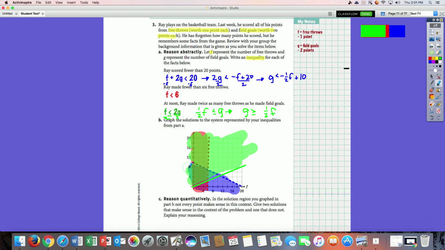I want you to pause the video and read C. C is going to be asking about what your reasonable solutions are. So think about the context of a basketball game and the number of points scored, the types of throws you're making, and I want you to give 2 solutions that make sense in the context and 1 that does not, and go ahead and explain, and then you can check your work against my answers. Okay, go ahead and pause the video, and then you can unpause and compare your answers to mine.